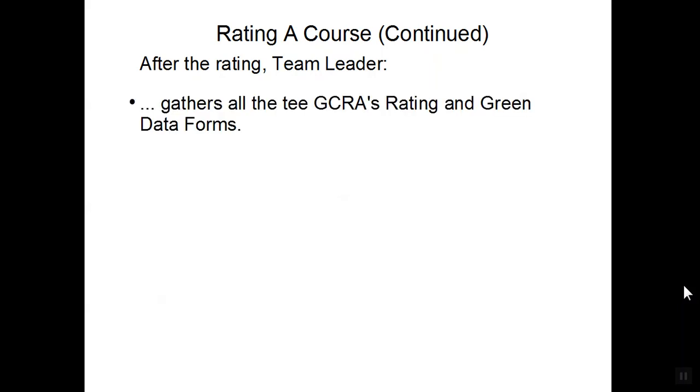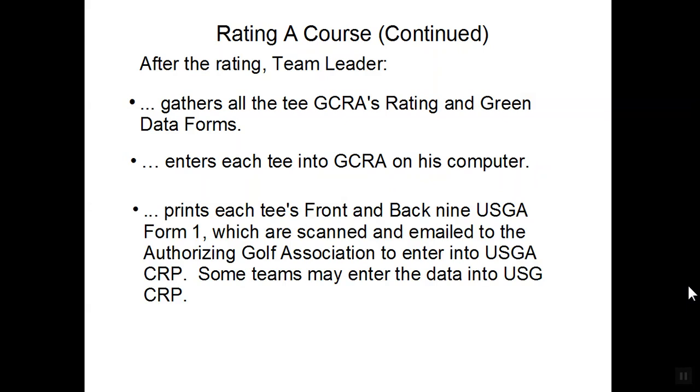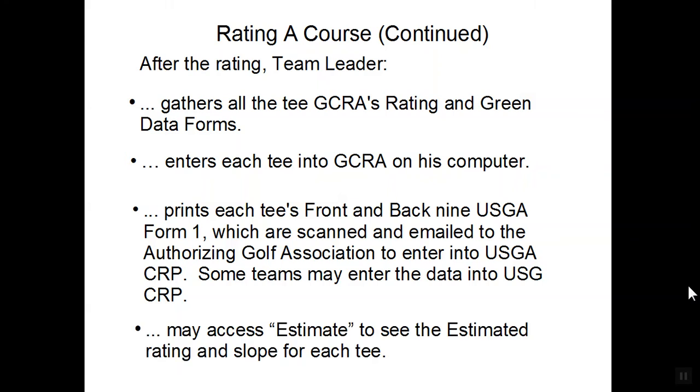After the rating, the team leader gathers all the GCRA rating forms and green data forms, enters each tee into the GCRA on his computer, prints out the tees front and back nines USGA forms 1, which are scanned and emailed to the authorizing Golf Association to enter into the USGA course rating program. Some teams may have to enter the data into the USGA course rating program themselves.